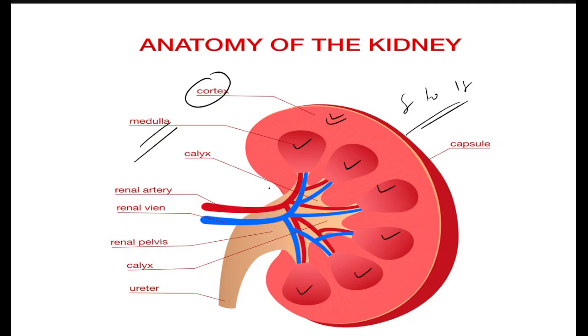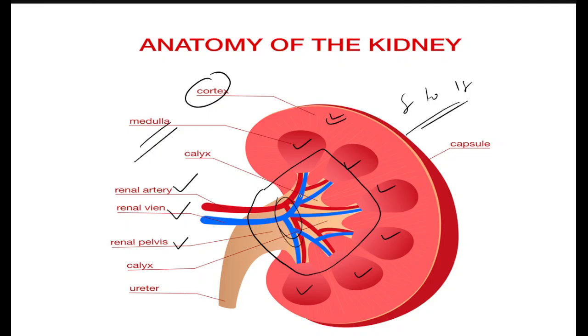Then comes the renal sinus. This portion is known as the renal sinus, and it contains many structures. First is the renal artery, second is the renal vein, and third is the renal pelvis. What is the renal pelvis? The renal pelvis is the upper widened part of the ureter.